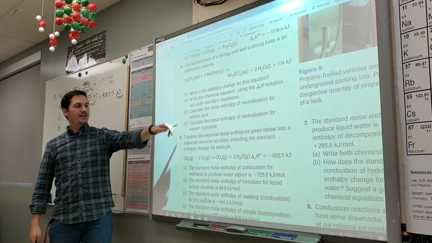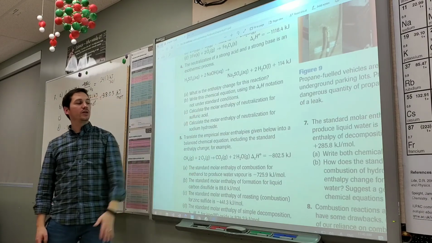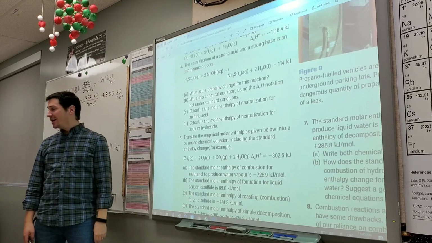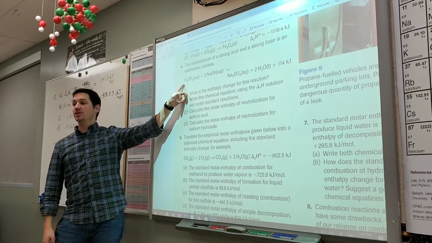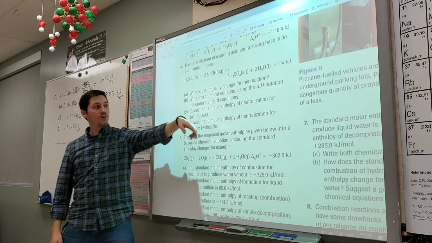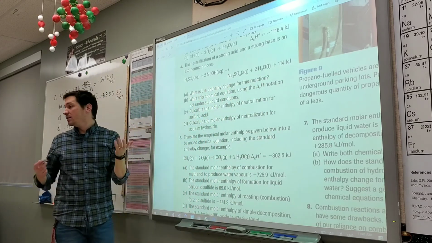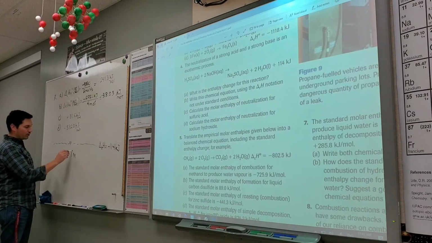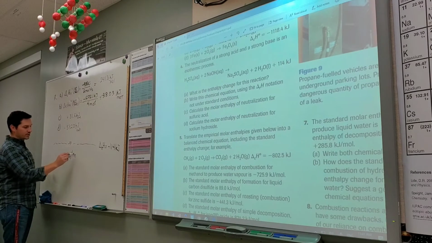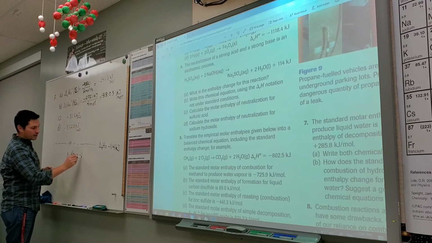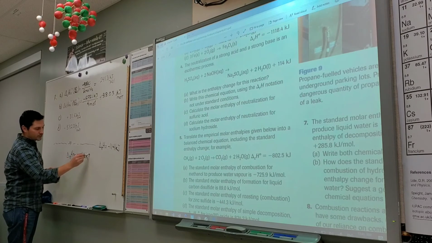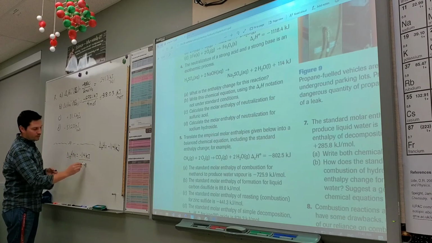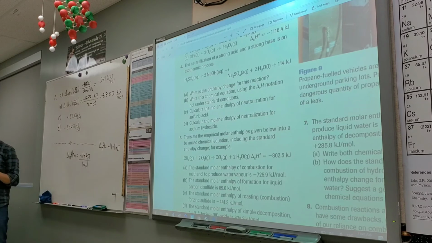Then it says calculate the molar enthalpy of neutralization for sulfuric acid. How many moles of sulfuric acid are used in this reaction? 1. So it's this divided by 1, right? So the molar enthalpy of neutralization is going to be negative 114 kilojoules over 1 mole. So negative 114 kilojoules per mole.